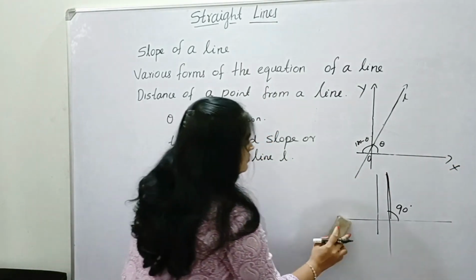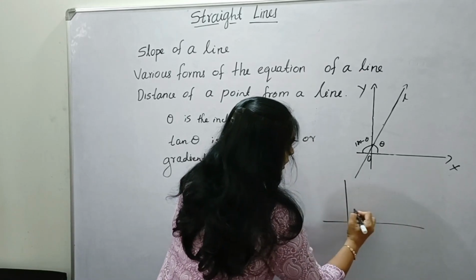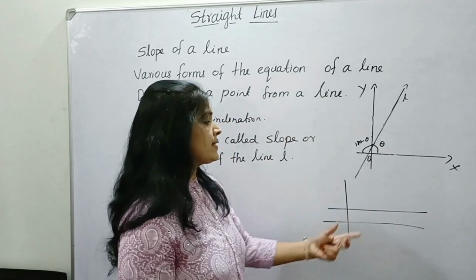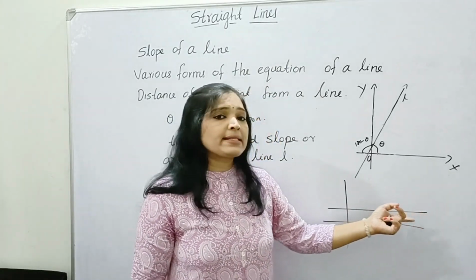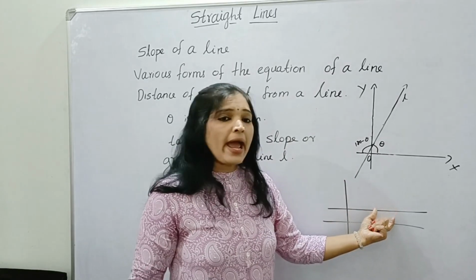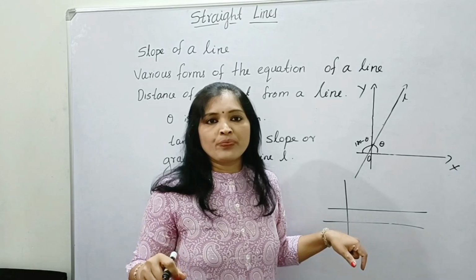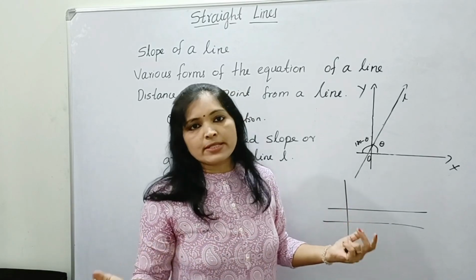See, it's the xy plane. If a line is parallel to the x-axis, as I said, it is exactly horizontal, exactly flat. So it has no slope. That means the angle is 0, slope is 0. That is, tan 0 is 0.